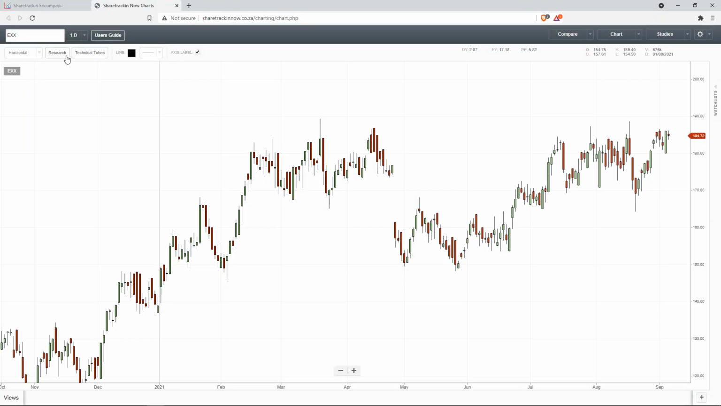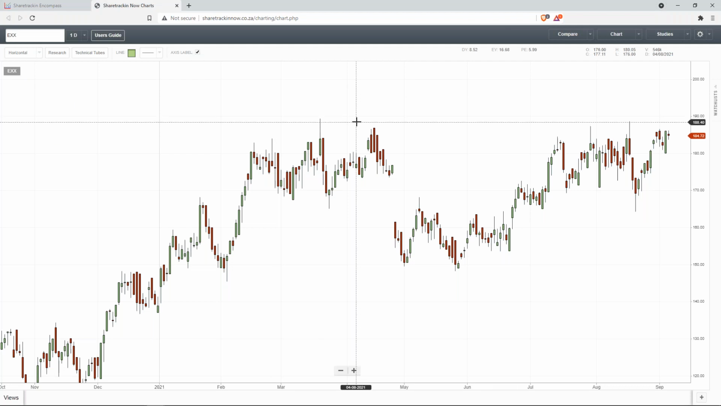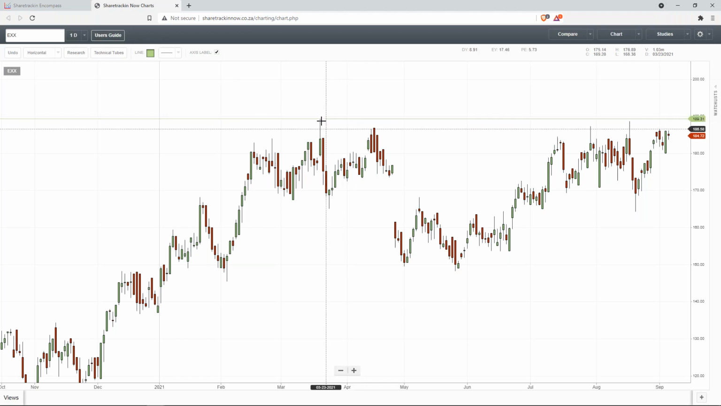198.35. So then you can go and choose a color. You first select your horizontal, you choose a color. Let's say our resistance level would be green. Then you can go to that price, 198.35. So 198.35 would more or less be there. That point over there would be your resistance level.